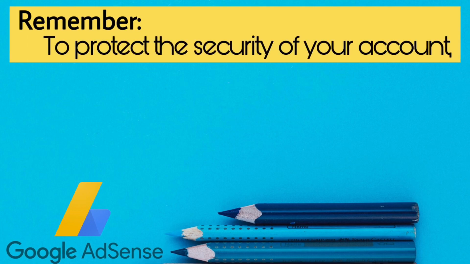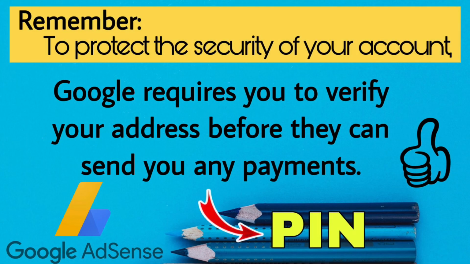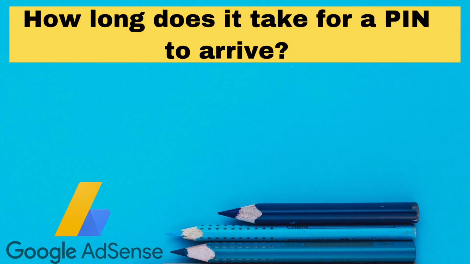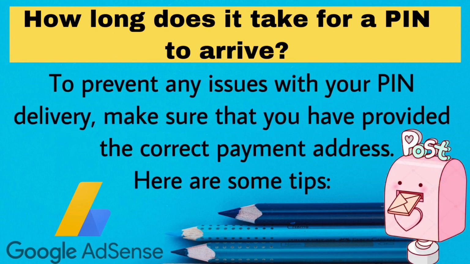Remember, to protect the security of your account, Google requires you to verify your address before they can send you any payments. And this is through PIN verification. How long does it take for a PIN to arrive? It usually takes 3 weeks to get your PIN in the mail, but it can also take 2 to 4 weeks. To prevent any issues with your PIN delivery, make sure that you have provided the correct payment address.